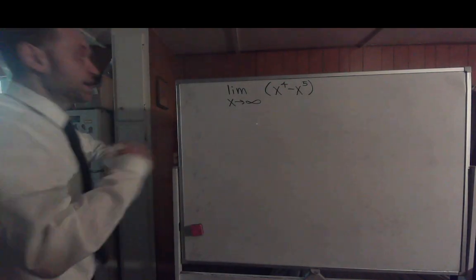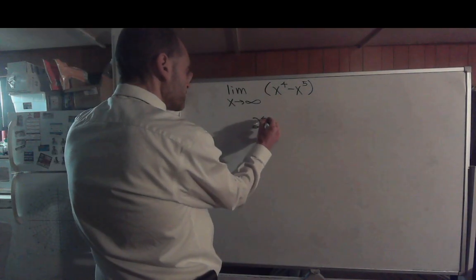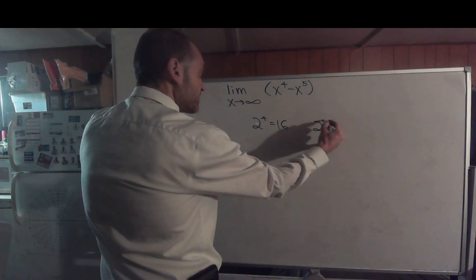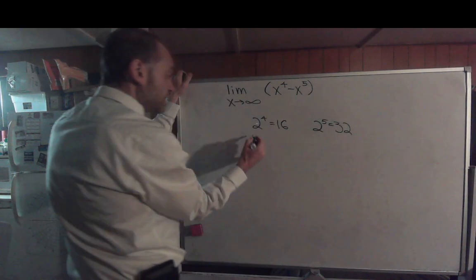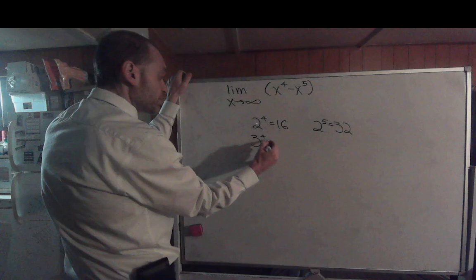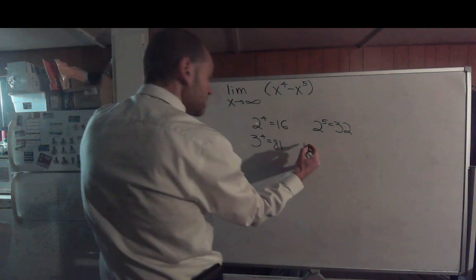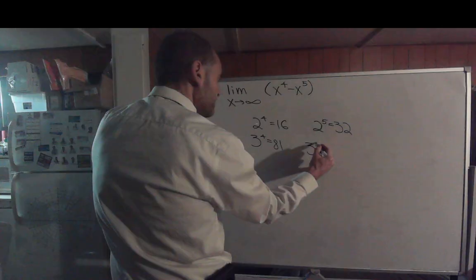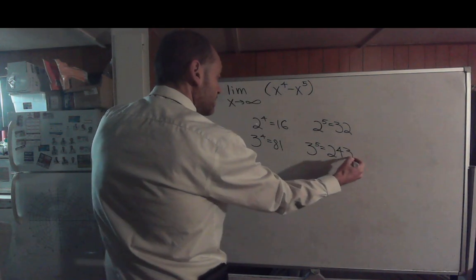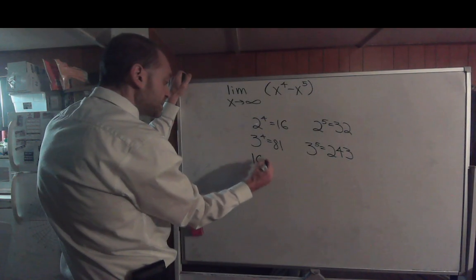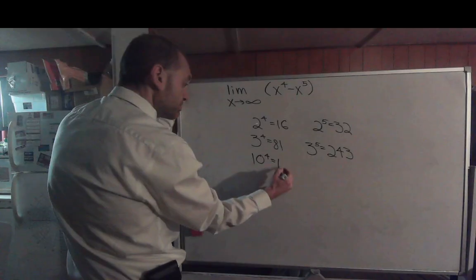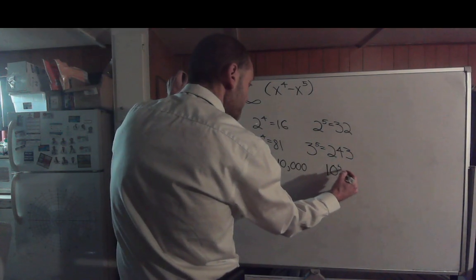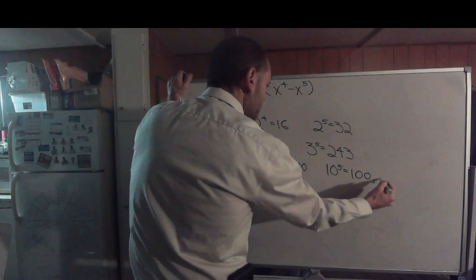Let's say I take 2 to the 4th. What does that give me? That gives me 16. Then I take 2 to the 5th, I get 32. This time I'll take 3 to the 4th, that would give me 81. Then I take 3 to the 5th, I end up getting 243. I take 10 to the 4th, I get 10,000. I take 10 to the 5th, I get 100,000.